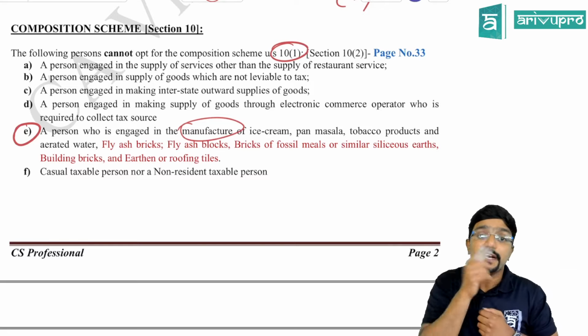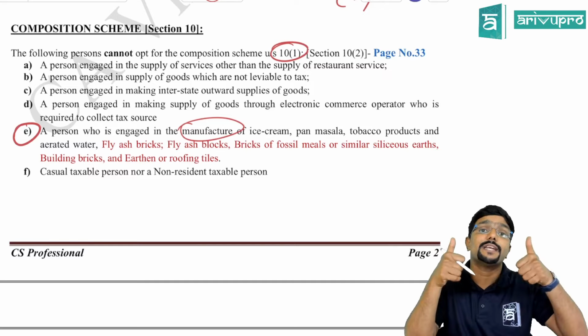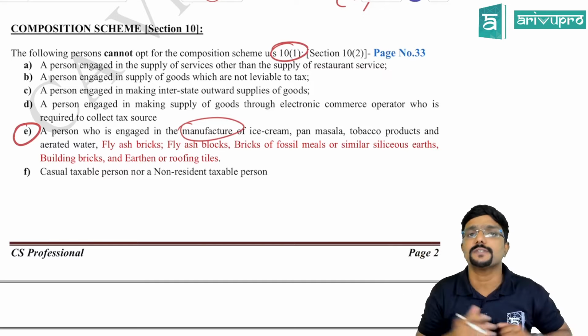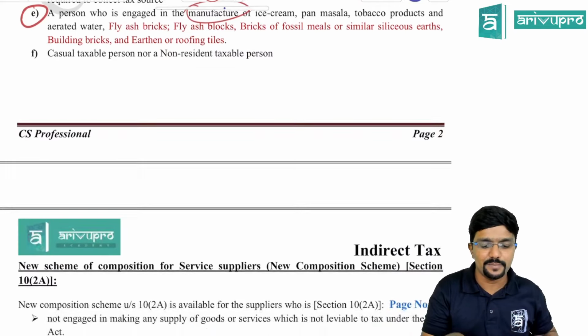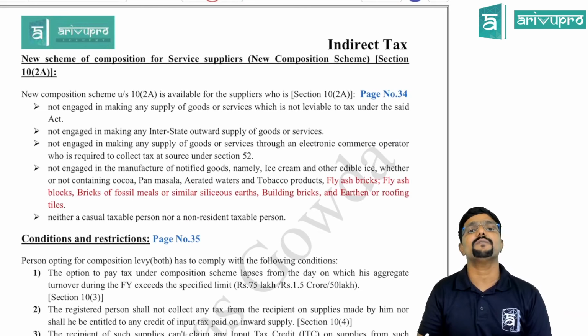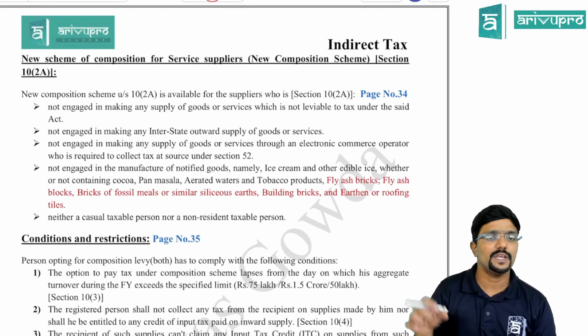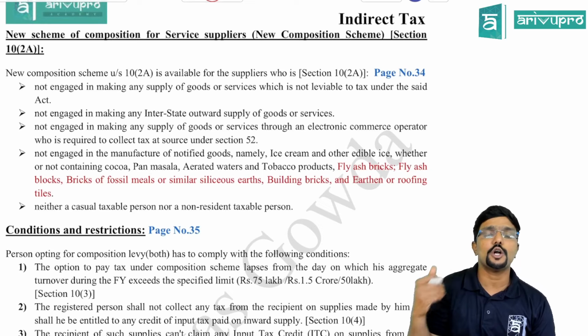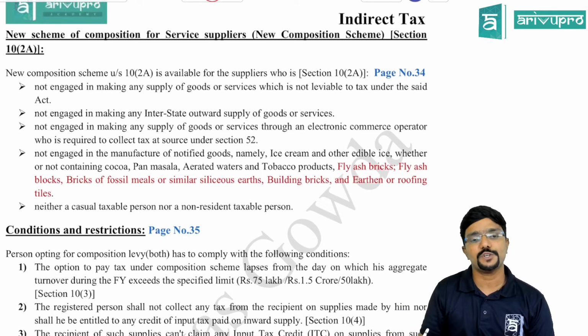Sir, what if I am a trader in the following goods? Then I can opt for composition scheme. You guys can opt for composition scheme. Okay, all other points remain the same. Then even coming to the composition scheme available for service suppliers under section 10.2A, there also the same thing. Come to page number 34. There I have given who cannot opt for the new composition scheme.